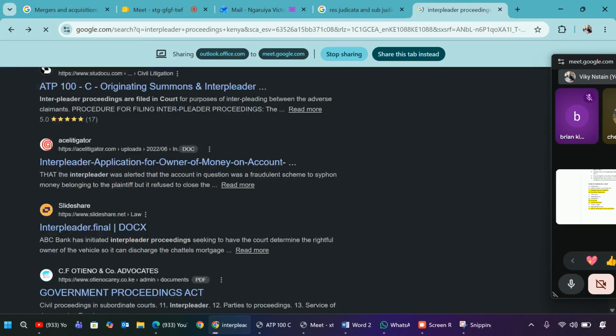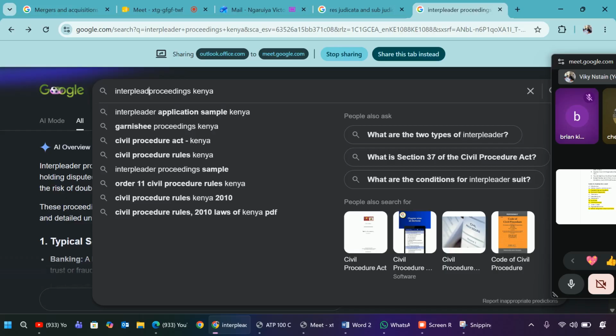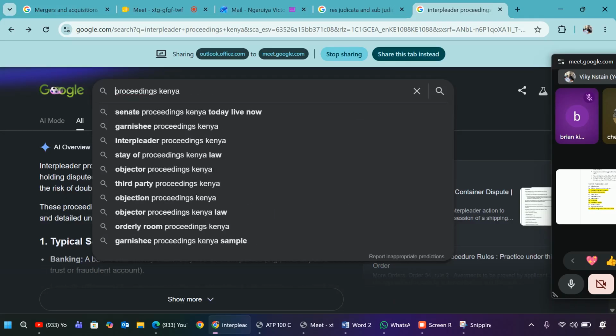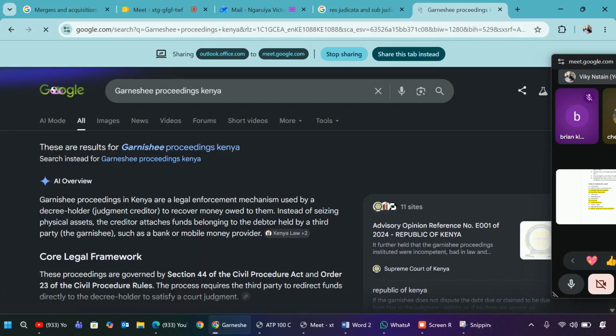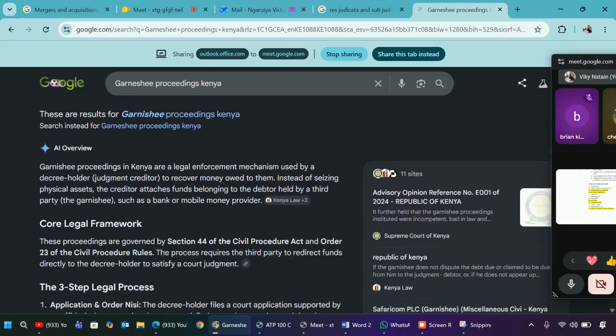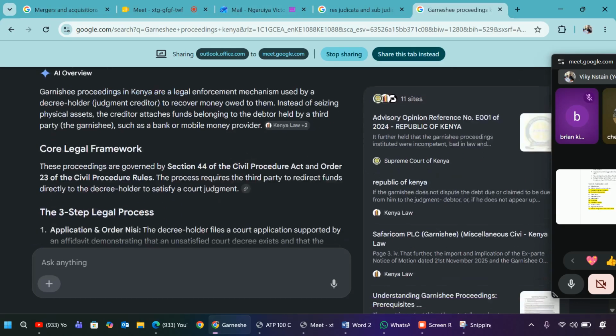What have various institutions said when it comes to garnishee proceedings? What are garnishee proceedings? And how do you approach court in garnishee proceedings in Kenya? So generally, garnishee proceedings in Kenya are a legal enforcement mechanism used by a decree holder, also referred to as the judgment creditor, to recover money owed to them. Instead of seizing physical assets, the creditor attaches funds belonging to the debtor held by a third party, who is known as the garnishee, such as a bank or mobile money provider.